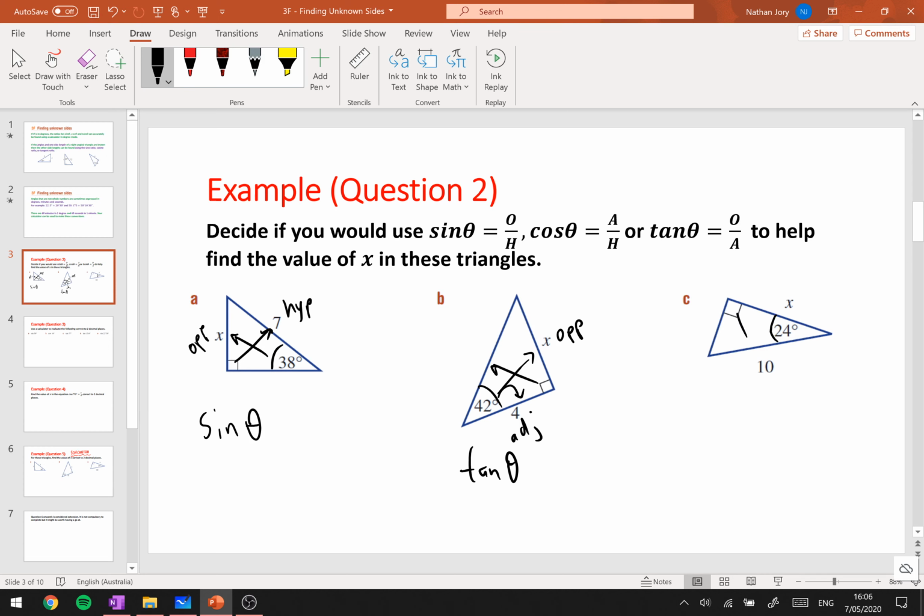And finally, we've got this one here. We've got a hypotenuse that goes down like that. We've also got an adjacent because it's next to the 24 degrees. So the one I'm going to use for that one is cos of theta.